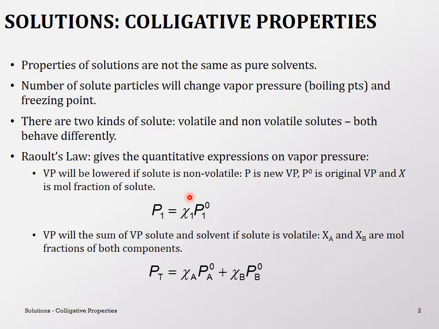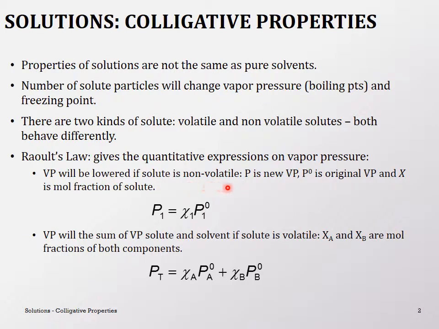In general, the vapor pressure of any substance will be lowered if a solute is non-volatile. And non-volatile, remember again, means ionic substances. Even substances like sugar have very high boiling points, so they're considered to be non-volatile. So the vapor pressure of a solution will be lowered if the solute is non-volatile.